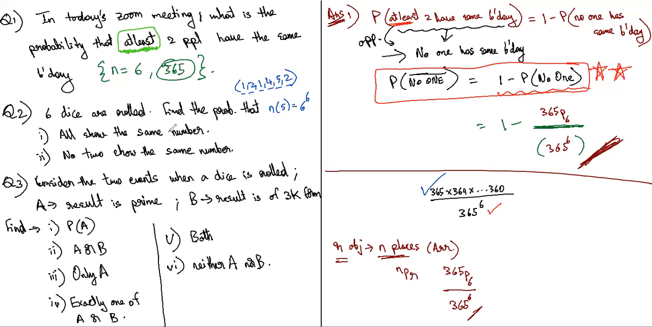But if all of them show the same number, वैसे कितना brackets होगा? 1 1 1 1 1 1 या 2 2 2 2 2 2, 3 3 3 3 3 3, up to 6 6 6 6 6 6. So the number of favorable events will be 6. So the answer will be 6 by 6 to the power 6. Second answer क्या होगा? 1 minus 6 by 6 to the power 6. फिर बोलिए 1 minus 6 by 6 to the power 6.